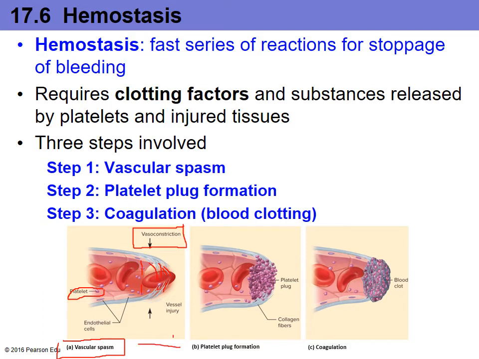Step 2 is when you have enough platelets in the area of injury that you can start forming a little plug. So you just have like this massive clump of platelets. And this is then called a platelet plug formation.